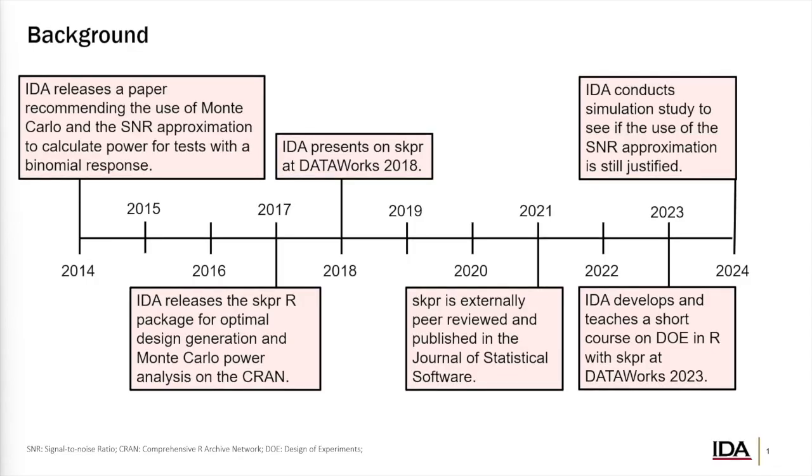So to give you a little timeline for background for why I'm giving this talk, 10 years ago, IDA released a paper that gave some recommendations on what to do when you're calculating power when you have a probabilistic or binary response. At the time, we had a lot of programs that we needed to calculate power for in order to support those test programs, and those programs had responses that were probabilities. So we came up with this paper that had a few recommendations on different methods.